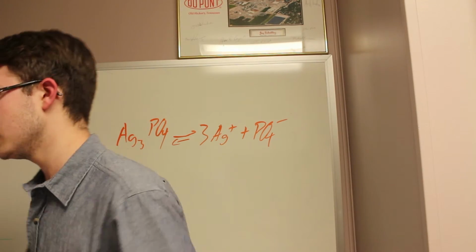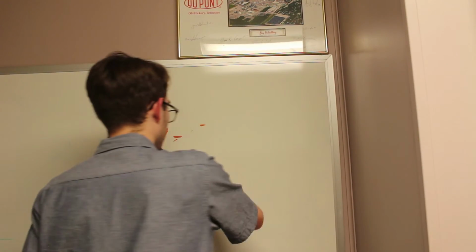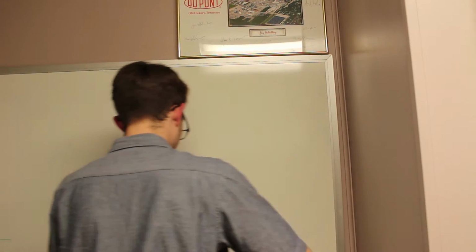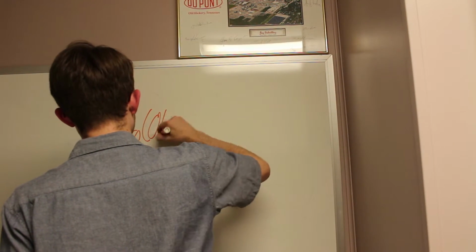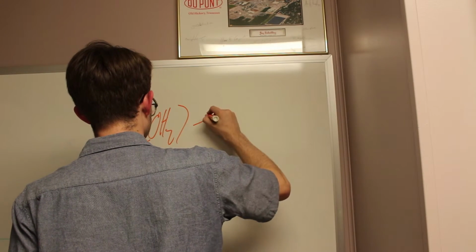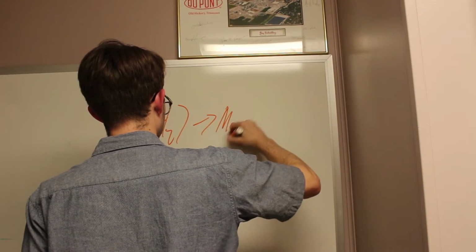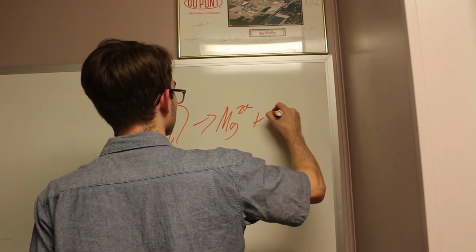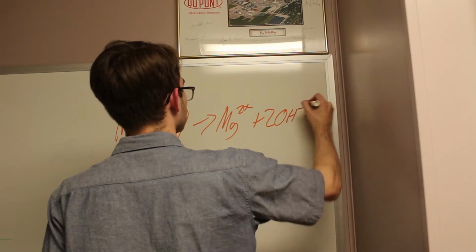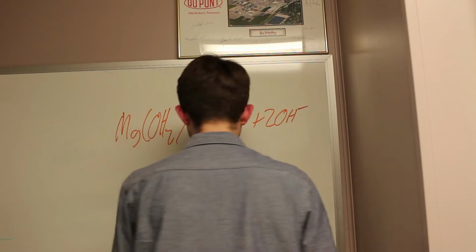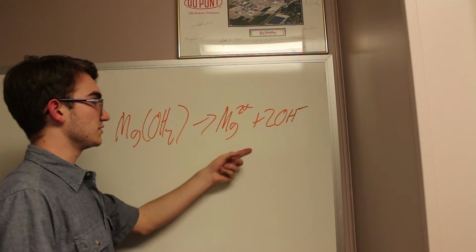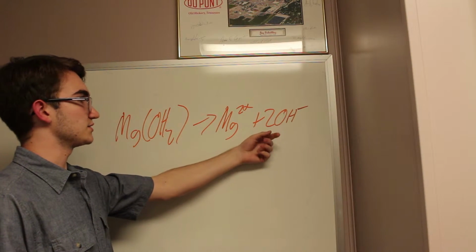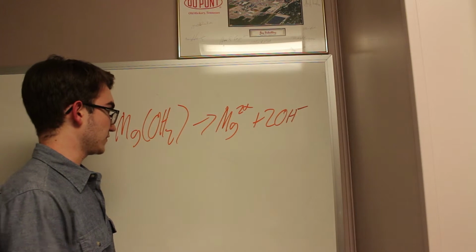So let me just write this down here. We got Mg(OH)2 goes to Mg2+ plus 2OH minus, right? So now we can visualize this a little bit. We got two OHs over here, which is your base and whatnot. I forgot to add an arrow there.